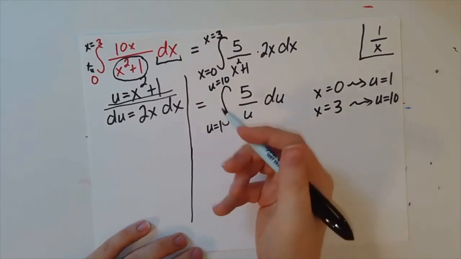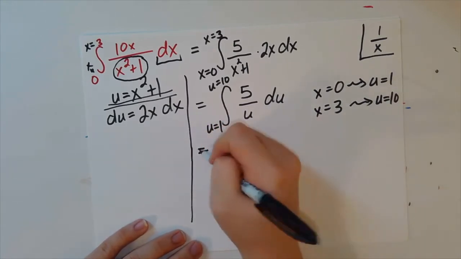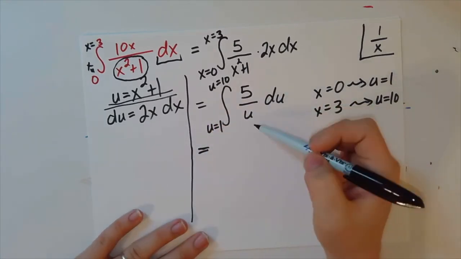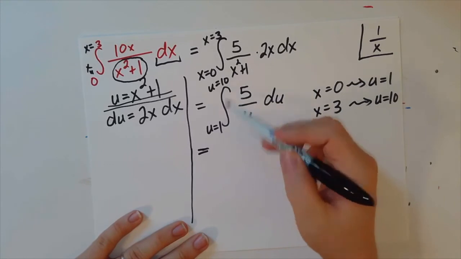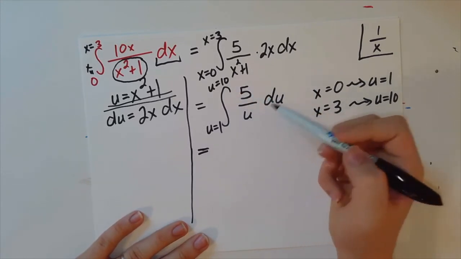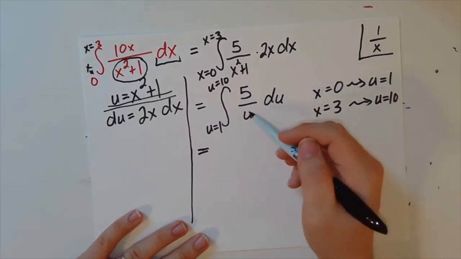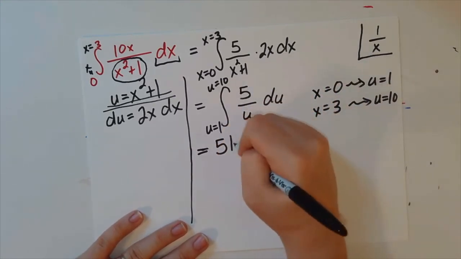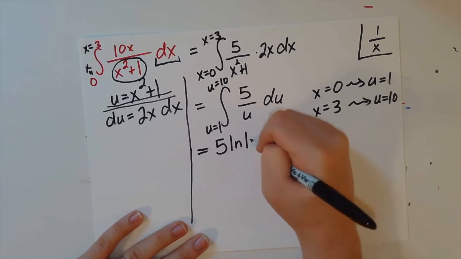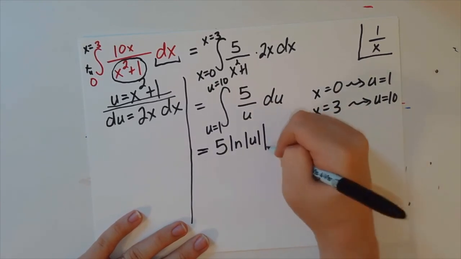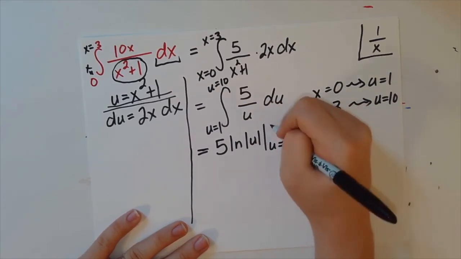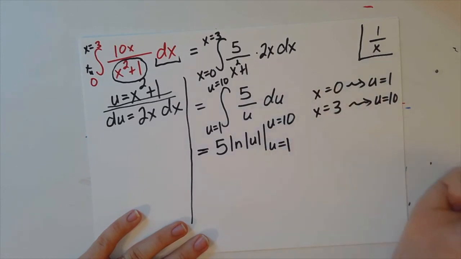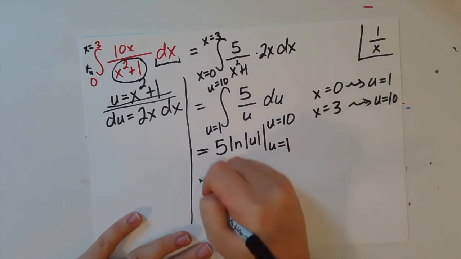And so now I do the integral. This is another common error, by the way, is to just get so excited that you just plug the 10 and the 1 into the 5 over u, but that's not the thing I'm supposed to do. I'm supposed to actually integrate this. That is, find the antiderivative. And the antiderivative here is 5 times the natural log of the absolute value of u. Okay, and it's evaluated from 1 to 10.